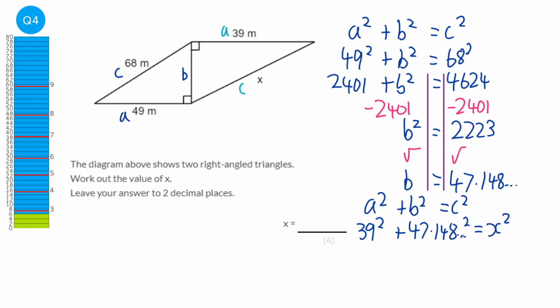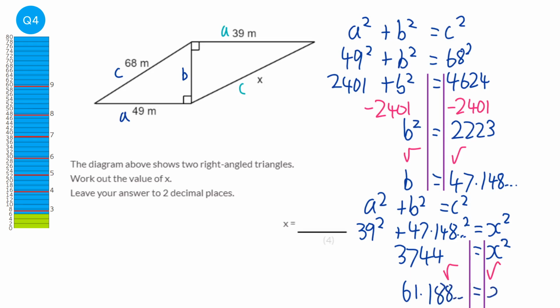Okay, so we need to square that. So we do 39 squared plus 47.148 squared, and that will be 3,744 equal to x squared, and we just get our lines in because we need to square root both sides, and we get 61.188 blah blah blah is equal to x. It says it wants its two decimal places, so that would be 61.19.